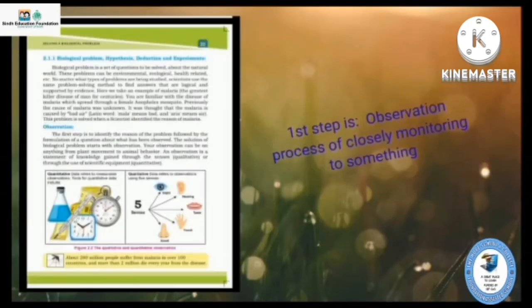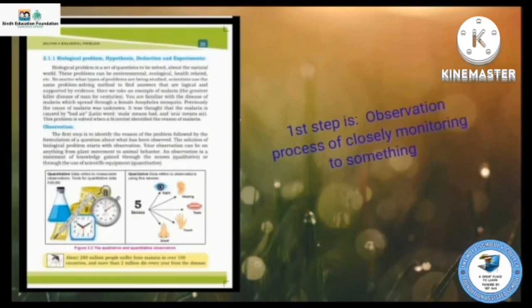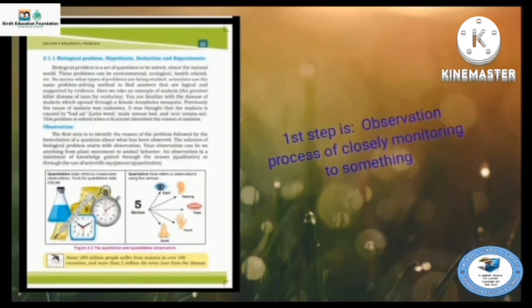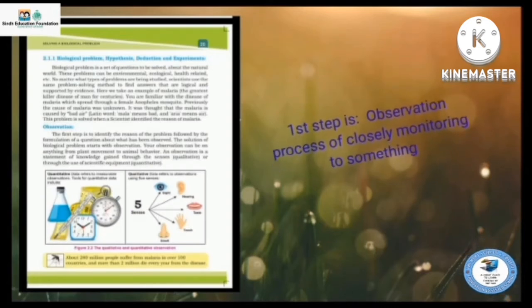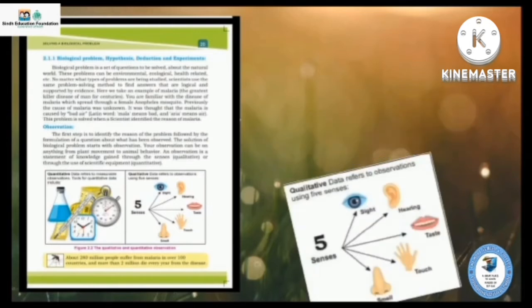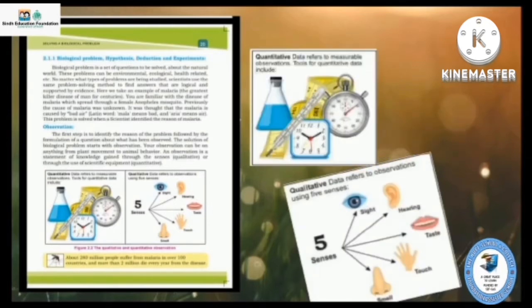The number 1 is observation. The process of closely monitoring something is called observation. There are 2 types of observation, qualitative and quantitative. Qualitative data is measured by senses, and quantitative data is measured by instruments.